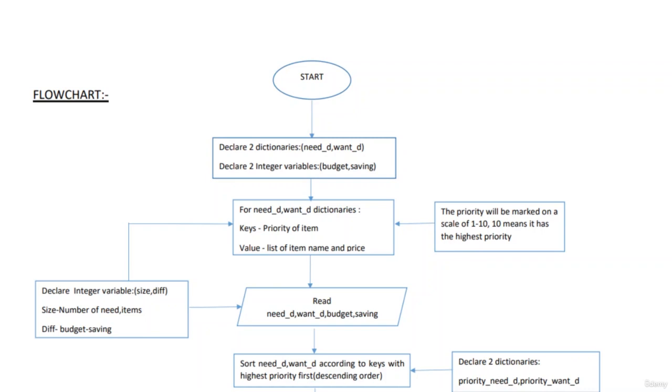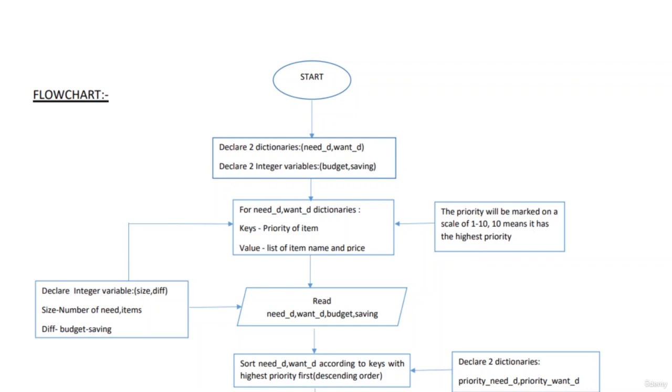The user will be giving a budget. Basically, if the salary for his month is 80,000 and he has a goal to save at least 20,000 of his salary, the difference will be around 60,000, right? So 60,000 will be the allocated budget for this monthly planner.